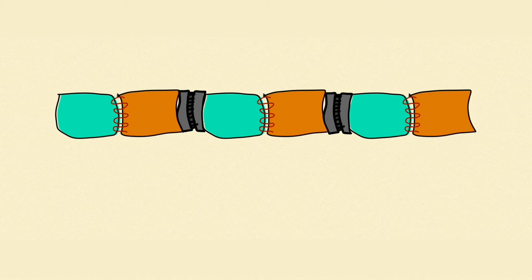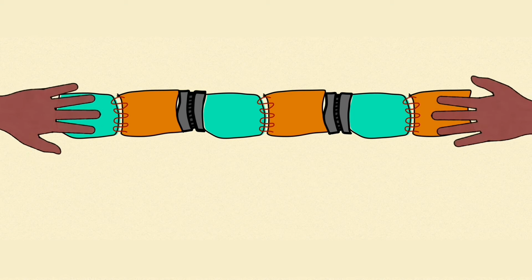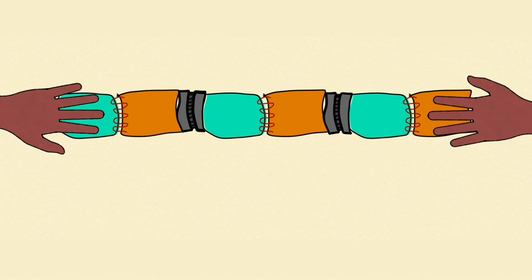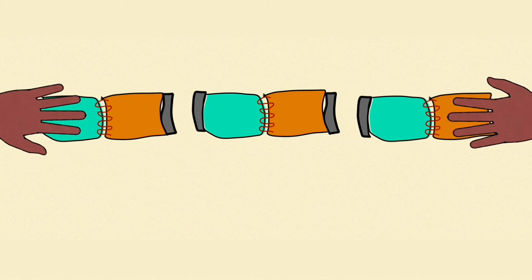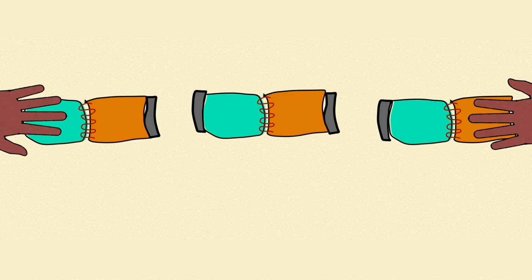Now, what will happen if I ask you to pull the assembly from both ends? Yes, the Velcro will fall apart, while the sewn junction will stay as it is. The attachment created by the Velcro is much weaker than the attachment created by the thread.